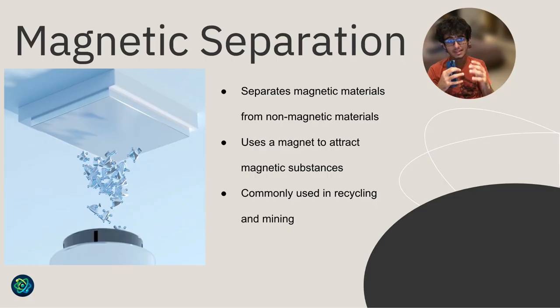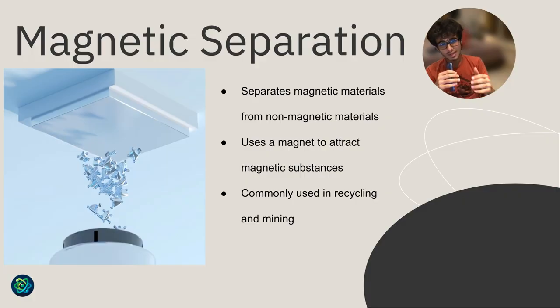Then you have magnetic separation, and it separates magnetic materials from non-magnetic materials and uses a magnet to attract magnetic substances. It's commonly used in recycling and mining. So for example, let's just say you're mining, right? And what you want to do is separate all of the useful iron ore from all the useless bits of rock that you picked up on the way.